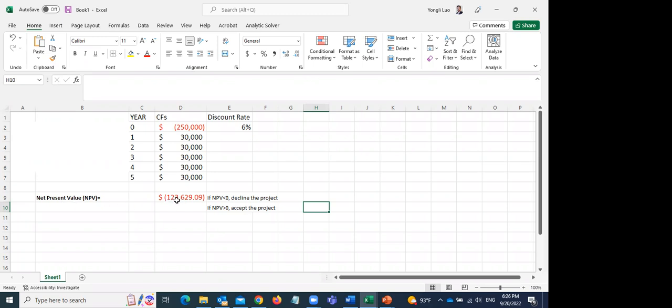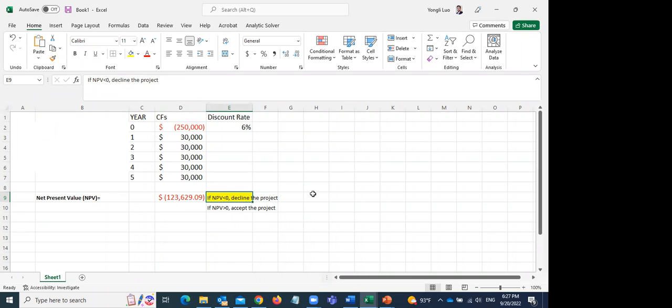Based on this criterion, are you going to accept this project? No, don't accept, because this is negative. You lose money. So you should decline the project. Net present value is negative, so you should not buy this project, right?